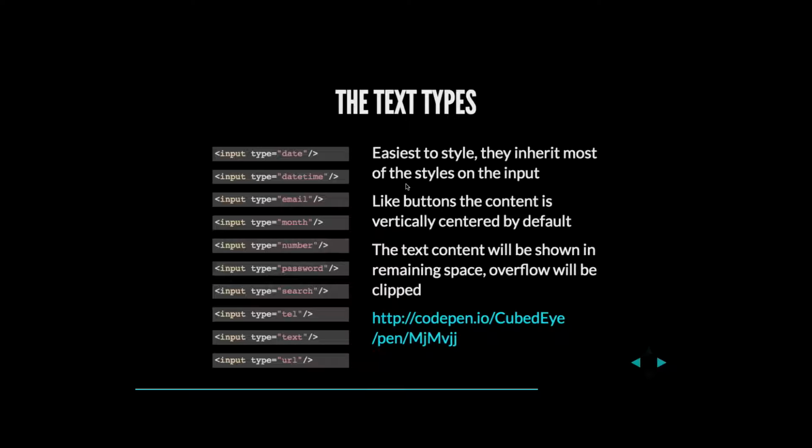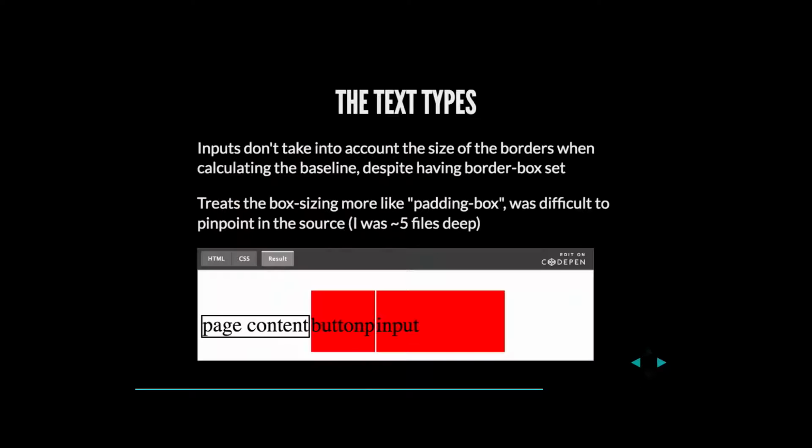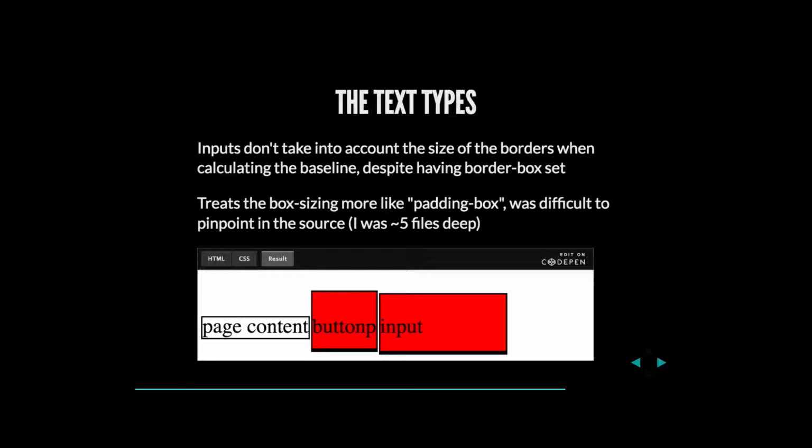And I showed you how things are clipped in Firefox and not in Chrome with the content. So I went playing around. I read through, I think it was like 5 or 6 files deep of these inputs and how they're implemented. And it treats the box sizing border box more like padding box, and it doesn't take into account the border heights when it's calculating the baseline for the text and the input, and that's why you get this sort of behavior where the input's a bit lower and the button's a bit higher when you add borders.